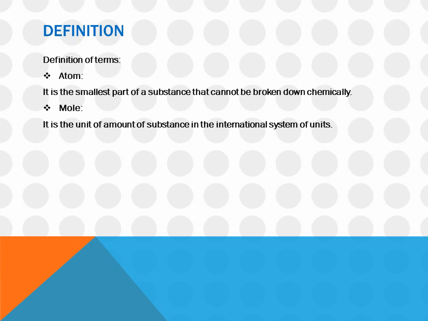We are going to start with our first subtopic, which is definition of terms. Under definition of terms, we are going to look at several definitions of terms which will be used in this lesson. Number 1, we are going to look at an atom as our first term. An atom is the smallest part of a substance that can be broken chemically.